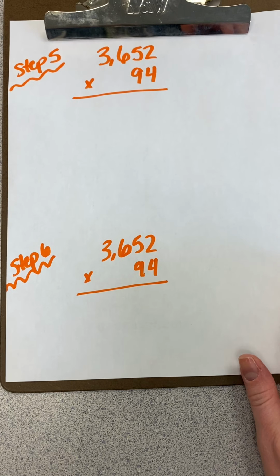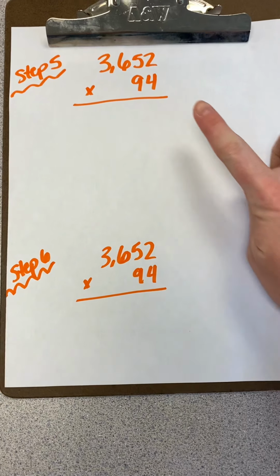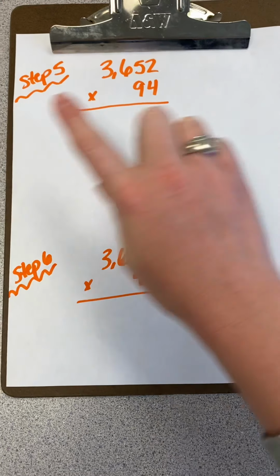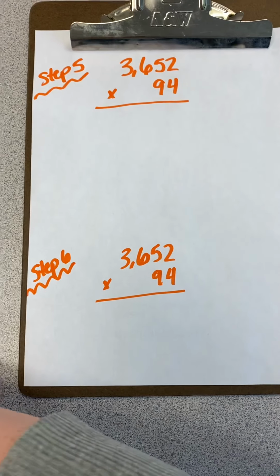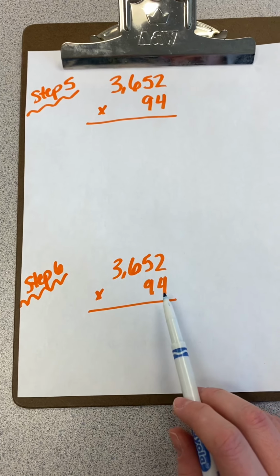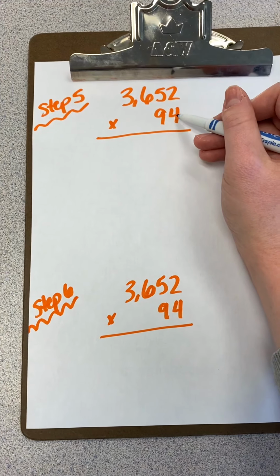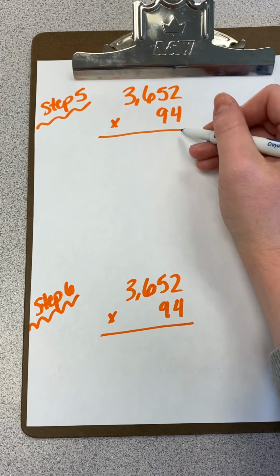We are going to solve each of these multiplication problems using the standard algorithm. With step 5, we are going to combine the standard algorithm with the partial product. In step 6, we're going to do the standard algorithm for both multiplying the ones and the tens. To start off, I'm going to multiply 4 times 2 is 8.